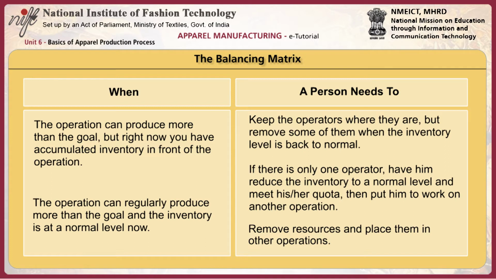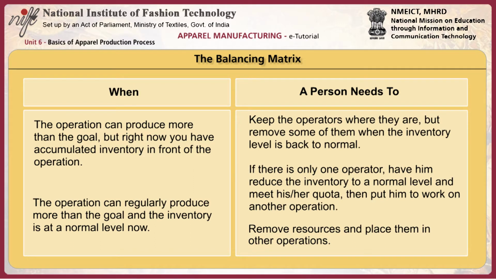When the operation can produce more than the goal, but right now you have accumulated inventory in front of the operation, keep the operators where they are, but remove some of them when the inventory level is back to normal. If there is only one operator, have him reduce the inventory to a normal level and meet his or her quota. Then put him to work on another operation.